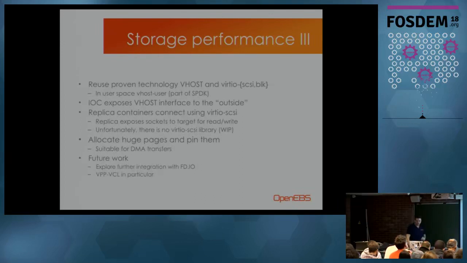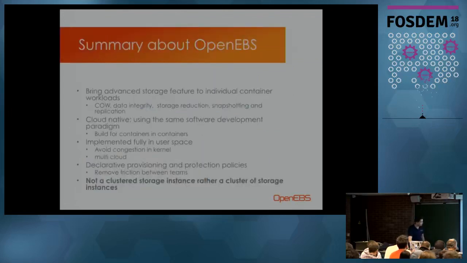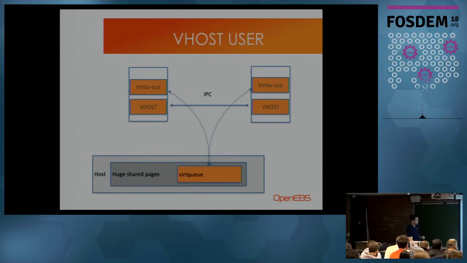To make the vhost-user part a little bit more clear, we have some huge shared pages which are containerized. That's what the second blue line is supposed to indicate. Then we build a virtual queue, and we expose that virtual queue through an IPC mechanism, just simple shared memory, regular vhost specifications, nothing magical in that sense. But it allows us to communicate as fast as you would want.